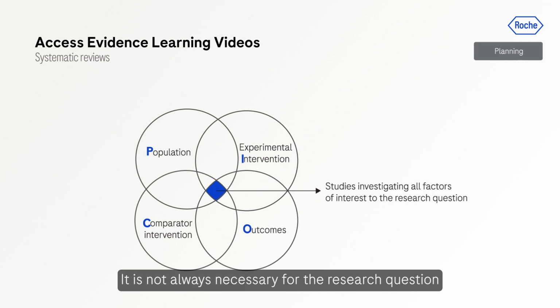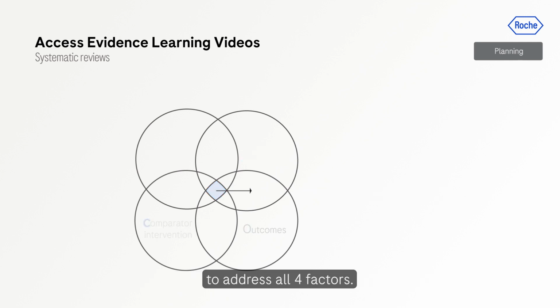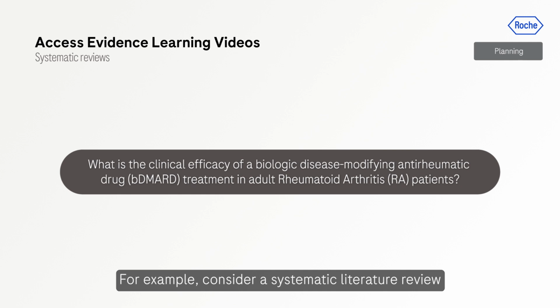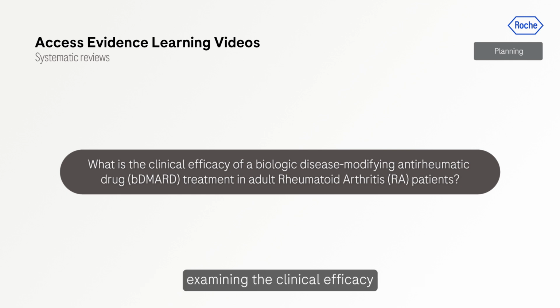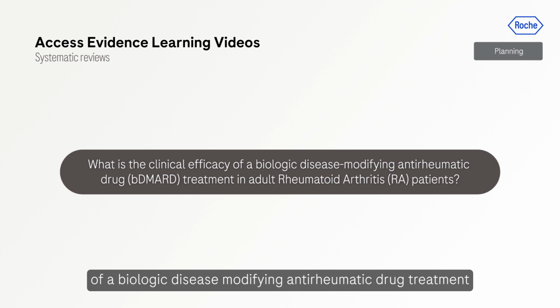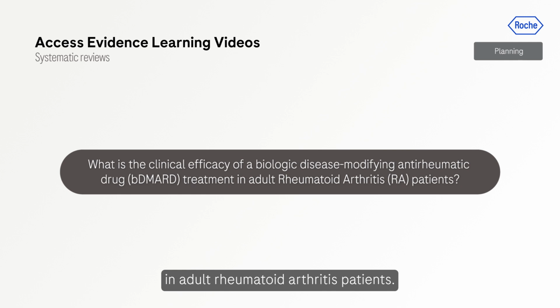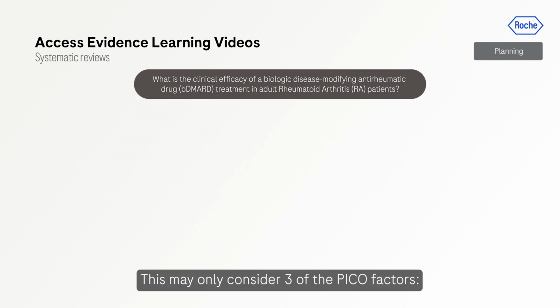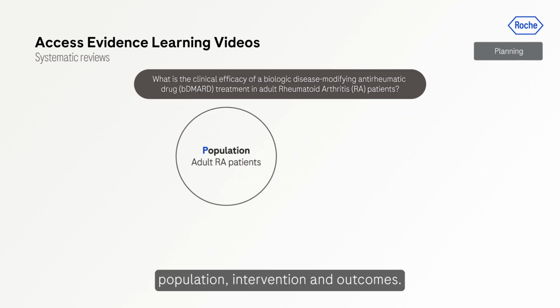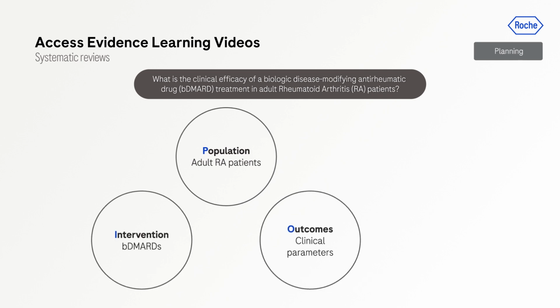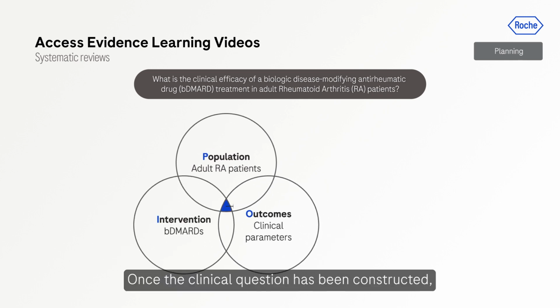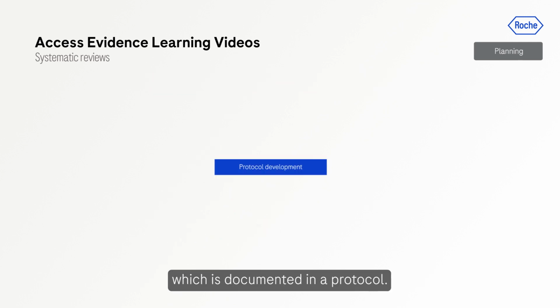It is not always necessary for the research question to address all four factors. For example, consider a systematic literature review examining the clinical efficacy of biologic disease-modifying antirheumatic drug treatment in adult rheumatoid arthritis patients. This may only consider three of the PICO factors: population, intervention, and outcomes. Once the clinical question has been constructed, the next step is to plan the review's methodology, which is documented in a protocol. A pre-specified protocol is essential when conducting a systematic literature review.